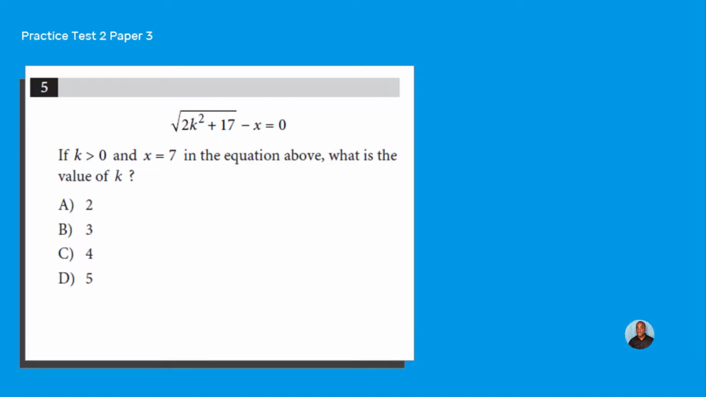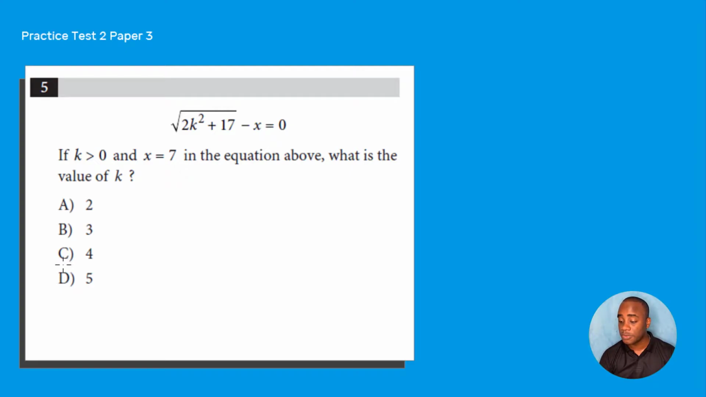Let's try it out. Now this question is from practice test 2, and this comes from the 3rd paper. So you know this paper doesn't have any calculator. And it says if k is greater than 0 and x equals 7 in the equation that we have above, what is the value of k? So I'm going to use my answers. I'm going to start with C.